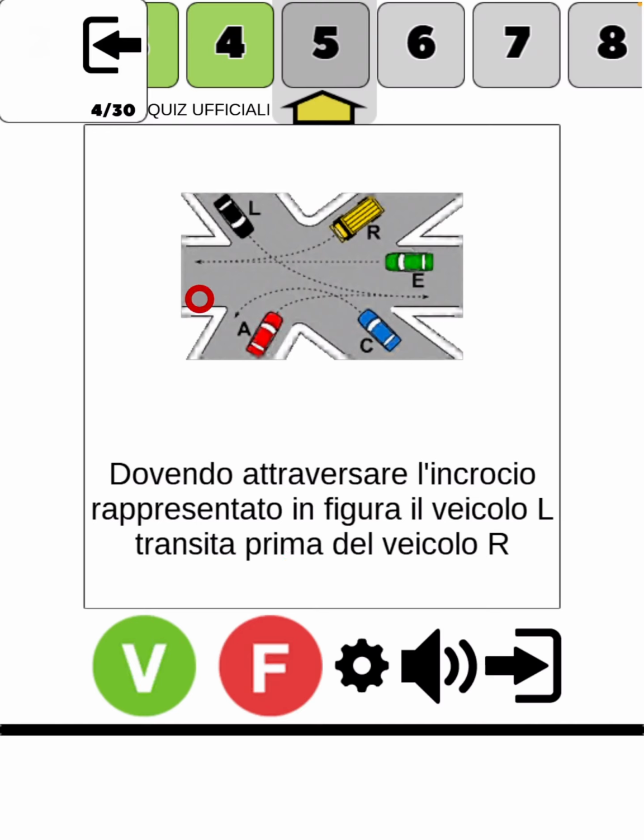If you look at this picture very well, devono attraversare incrocio rappresentato in figura. Il veicolo è transito primo e veicolo R. Yes, the question is vero. The question is vero. Why?